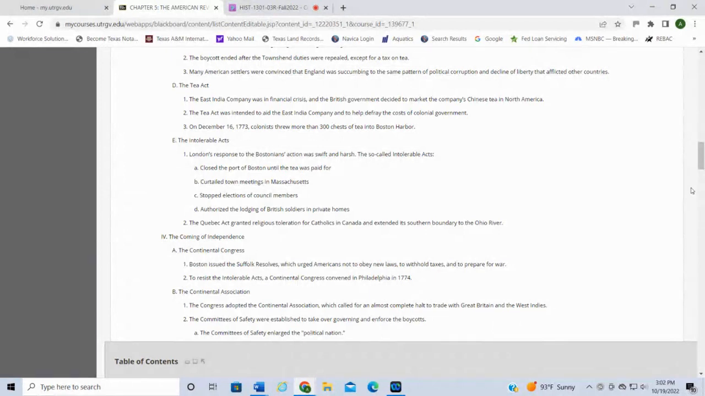And so the Tea Act was intended to aid the East India Company and to help defray the cost of colonial government. On December 16, 1773, of course, we had the famous Boston Tea Party. Colonists threw more than 300 chests of tea into the Boston Harbor, one of the more famous events in American history, with Samuel Adams and others dressing up as Native Americans, then dumping the tea into the harbor, which in today's money would have totaled $4 million.